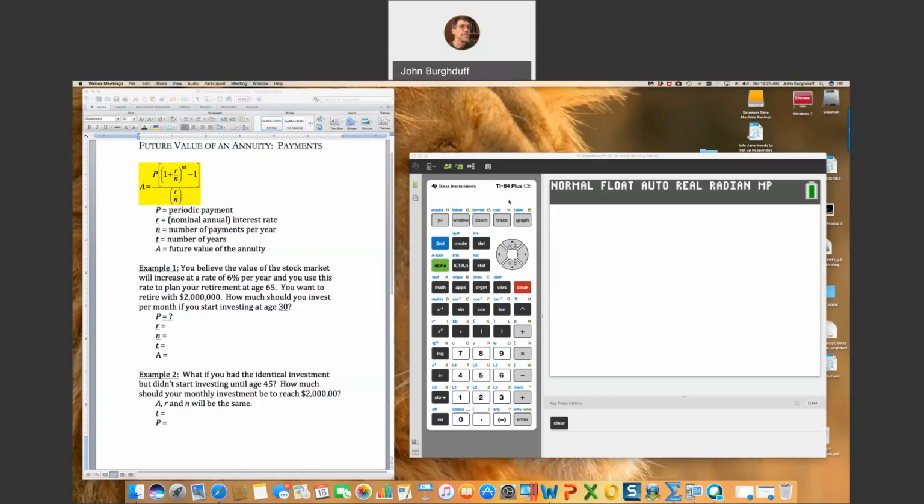In this video, we're going to look at the future value of an annuity, but in particular, we're going to look at how we can use the formula to determine payments. So I'm going to jump to the example first of all, so you can see what I'm talking about.